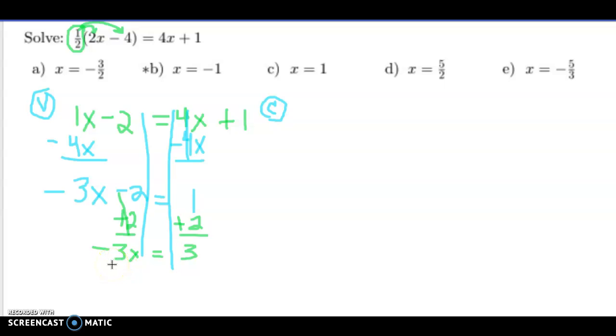I know that these are attached by multiplication, the negative 3 and the x. I undo multiplication with division. I always divide by the coefficient in front of the x, which is a negative 3. I get x on the left side, and a positive divided by a negative is a negative, and 3 divided by 3 is 1. So there's your answer.